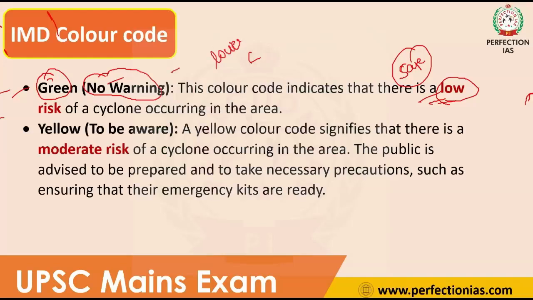And then the next highest level is the yellow color. Yellow means be aware. The yellow color code signifies that there is a moderate risk. There is a probability, but the probability is moderate. Even if a cyclone occurs, it won't create much risk, or the cyclone won't occur immediately. It may occur after 48 hours or after 3 to 4 days. So this is a moderate risk for the cyclone-prone area. If this yellow signal is given, the public is advised to prepare and take necessary precautions, such as ensuring that emergency kits are ready. So once this yellow color code is given, the public is advised to take some basic precautionary measures. So this is the yellow.